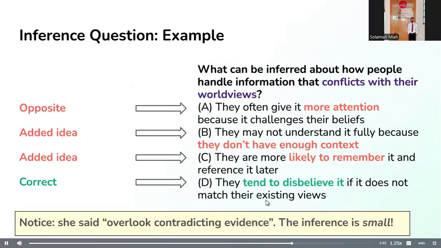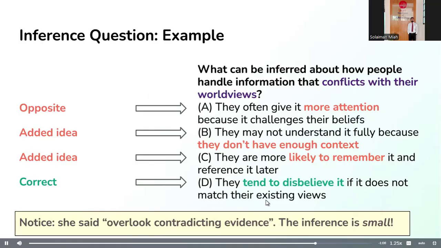Coming back to our answer choices, let's look at what makes the wrong answers incorrect. The first is basically the opposite of the truth. The professor said that people overlook conflicting evidence, not that they pay more attention to it. The second and third choices add ideas that just weren't in the recording. Whether people understand the conflicting evidence and how much context they have isn't discussed.